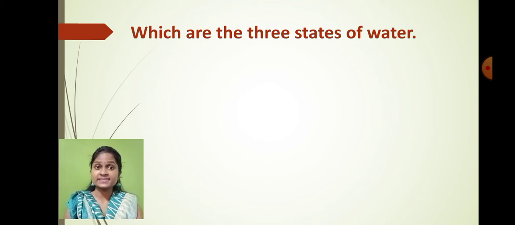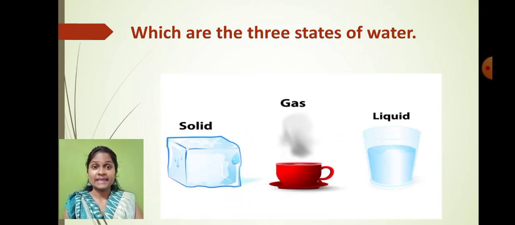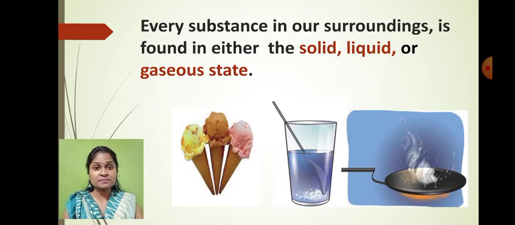Yes, your guesses are absolutely right. There are basically three states of the matter: solid, gaseous and liquid. Solid state, gaseous state and the liquid state. These are the three states of the matter which exist in nature. Am I right? In the same manner, students, there are many substances which are found around us.